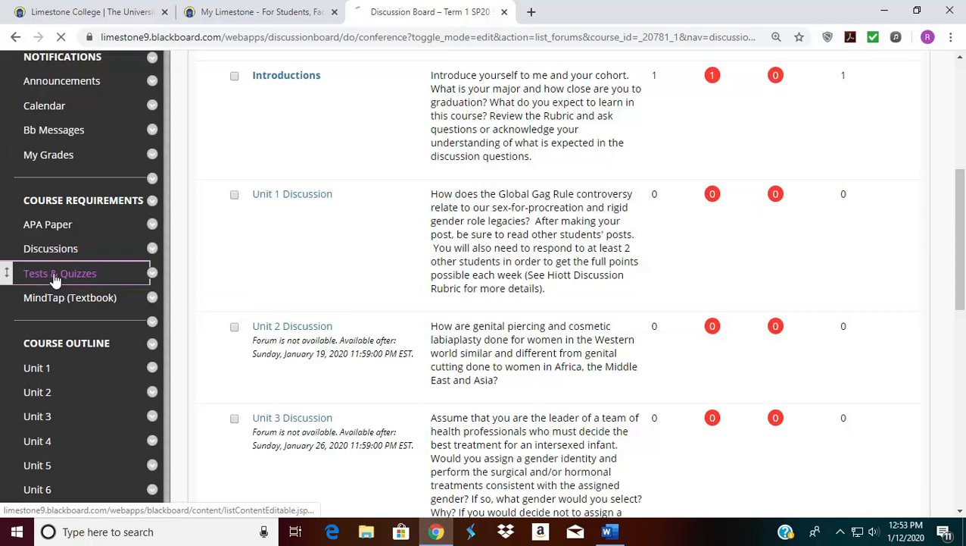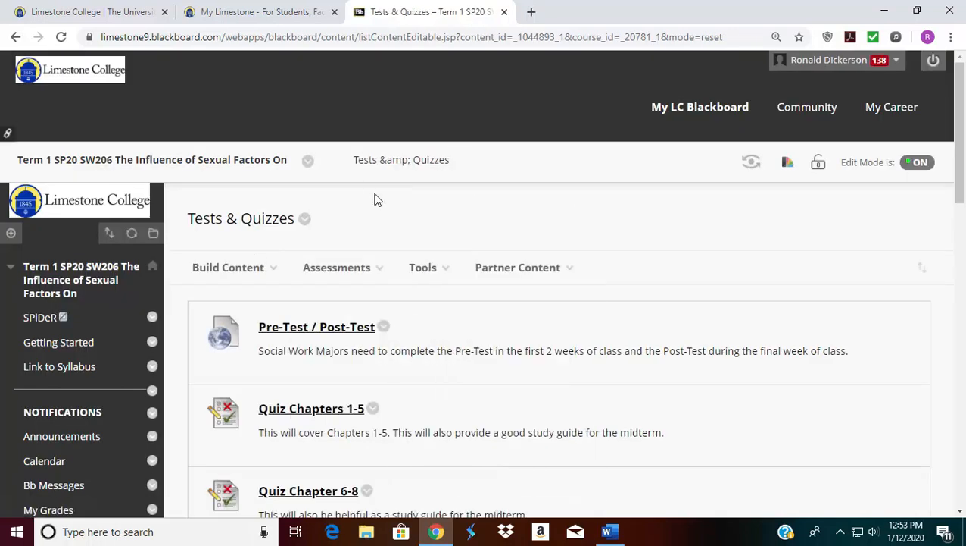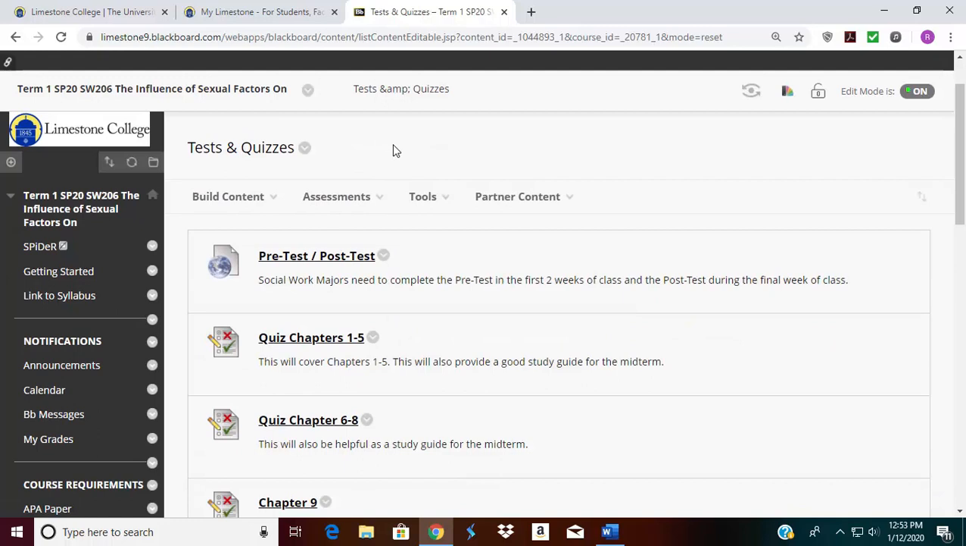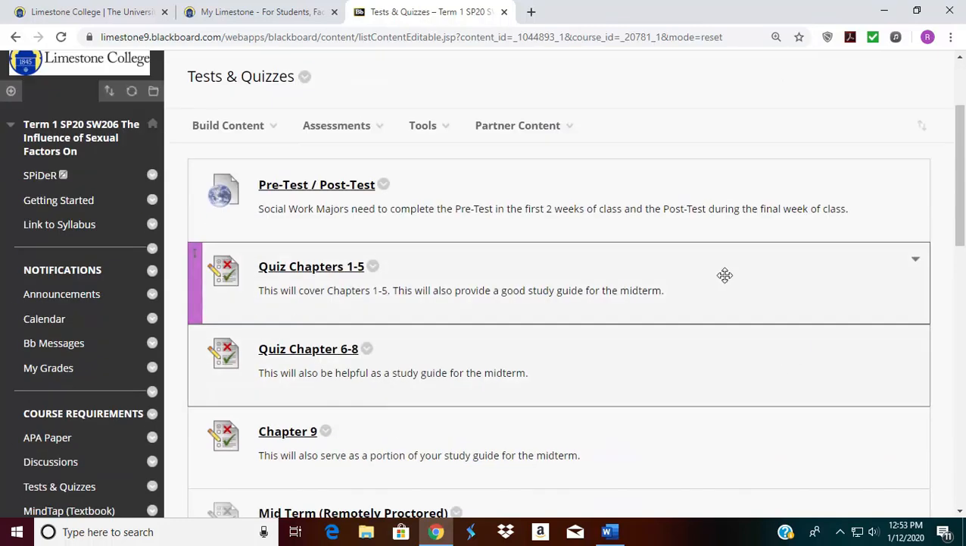Okay, let's look at tests and quizzes. Here you'll see that you also have a link to the pretest. You have a link to quizzes 1 through 5. As I mentioned before, it's only to provide you with a study guide for the midterm. It won't count towards credit to your final grade. It's only to prepare you for your midterm and your final. This quiz chapter is going to open up at the start of this course, and it's going to close the day before your midterm opens up. So just be mindful of that.